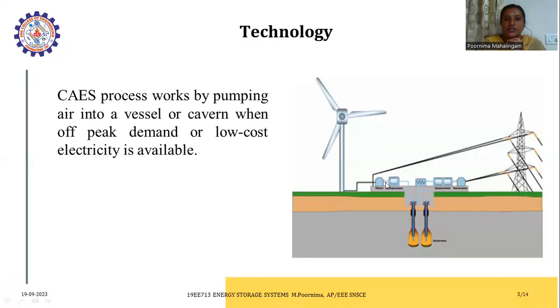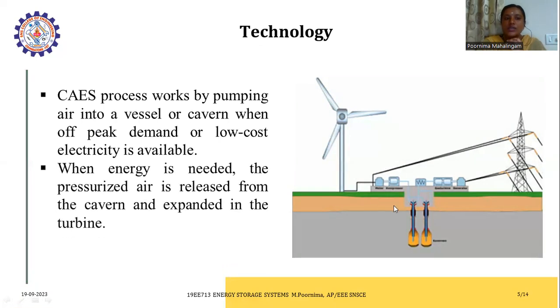Next, how is this technology used? The CAES process works by pumping air into vessels when off-peak demand and low-cost electricity are available. Then, when the energy is needed, the pressurized air is released back and expanded through the turbine. So when electricity is low cost, it takes in the air, and when the energy is needed, it gives back the energy with the help of the turbine.